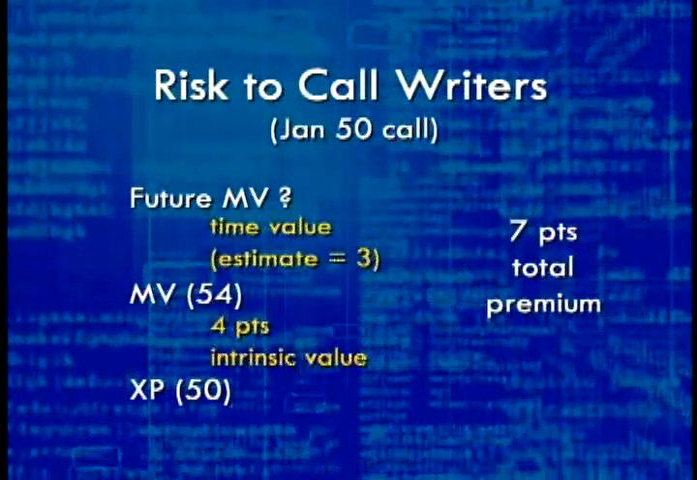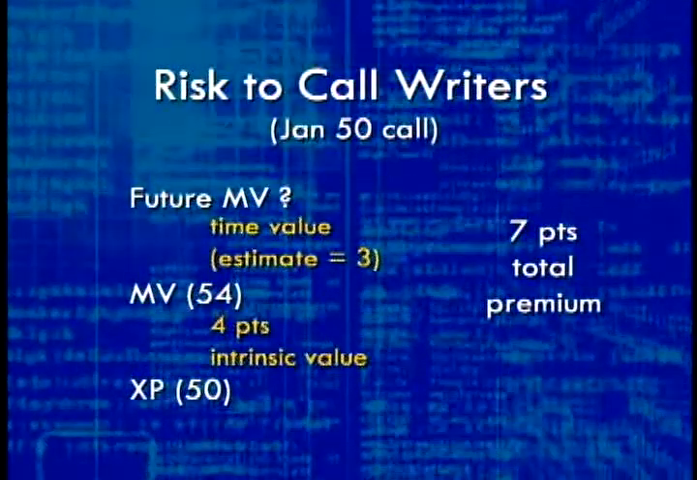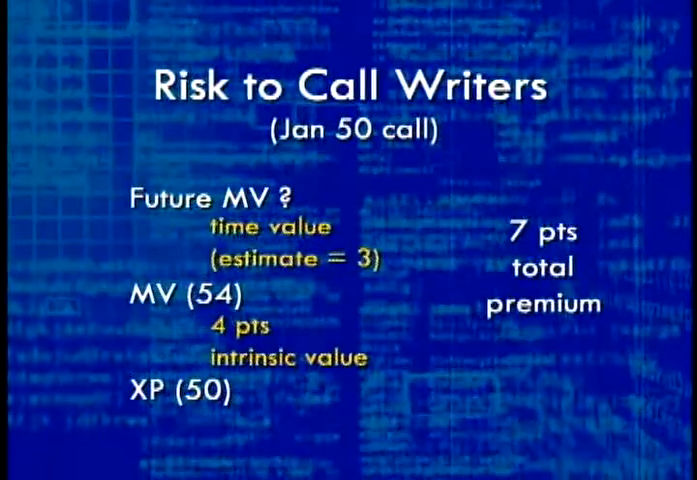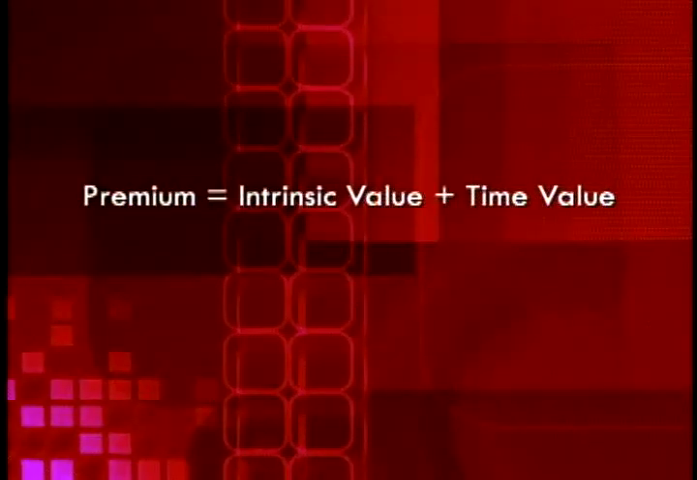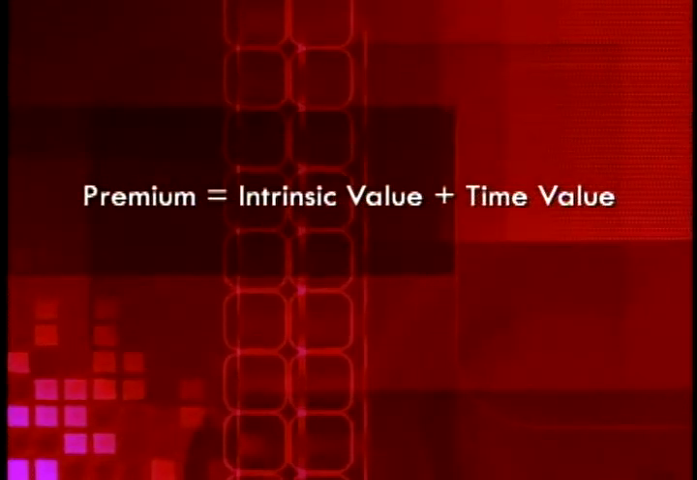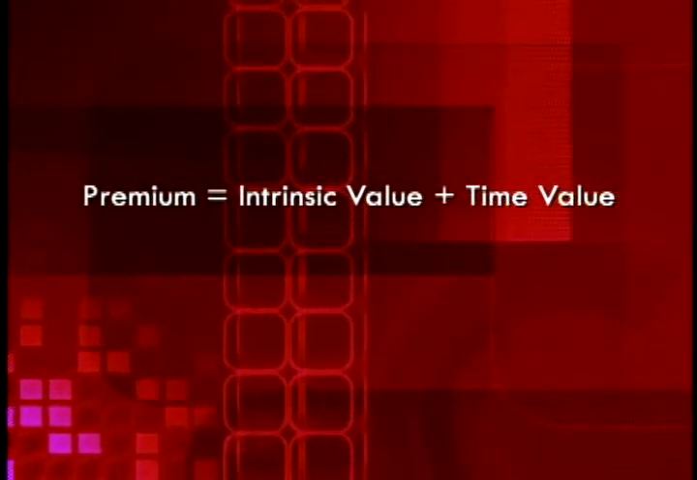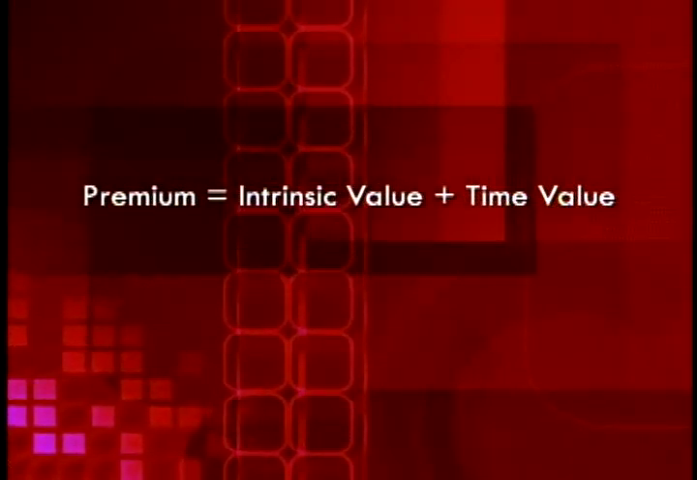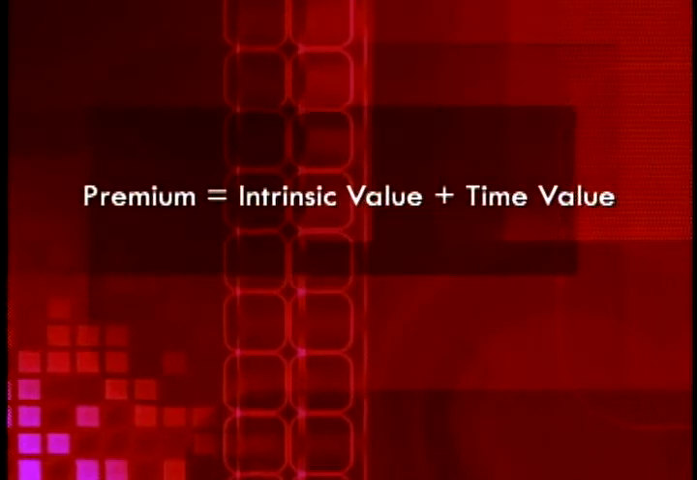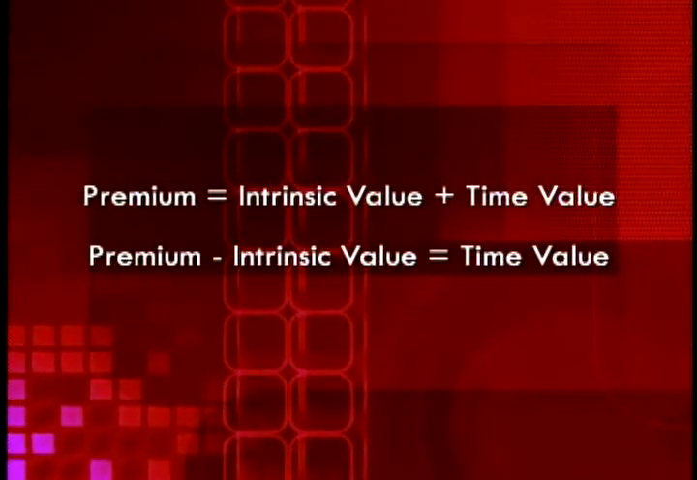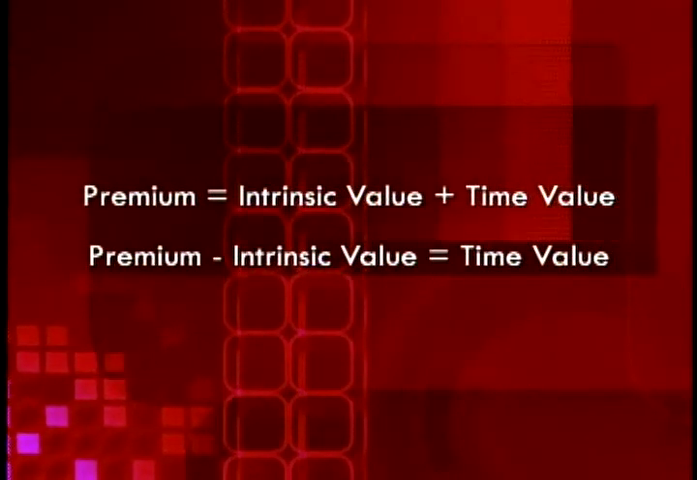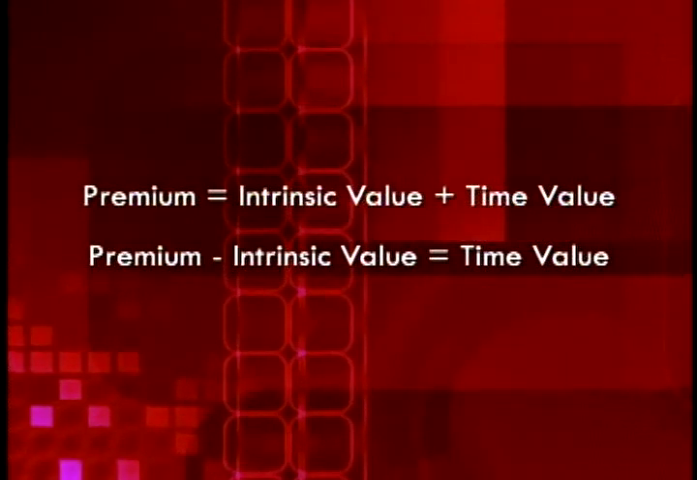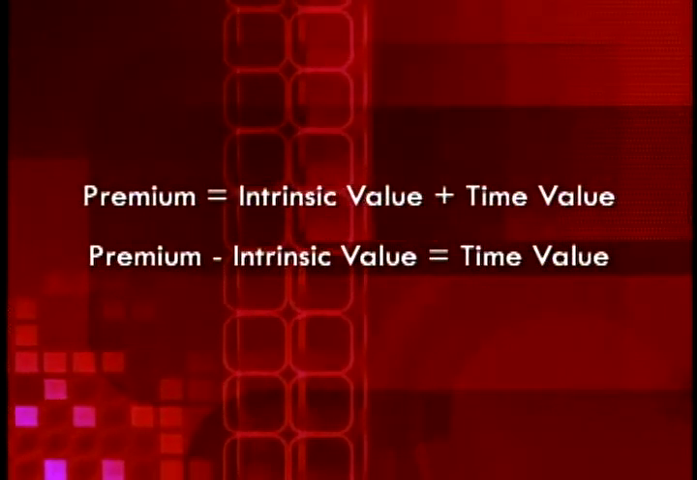Now, this would consist of 4 points of intrinsic value and 3 points of time value for the two types of risk. So the premium for an option would always consist of those two parts, intrinsic value plus time value. Now, a variation of this formula that is often more useful is premium minus the intrinsic value equals the time value. Now, the intrinsic value can be determined mechanically.